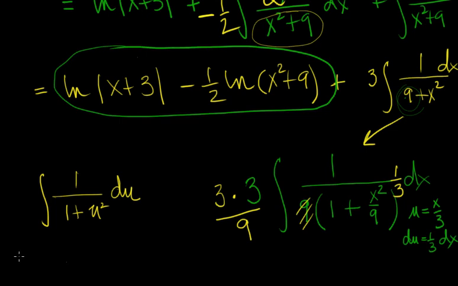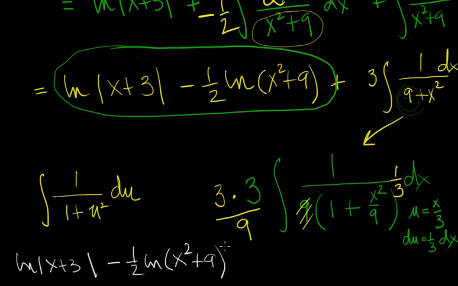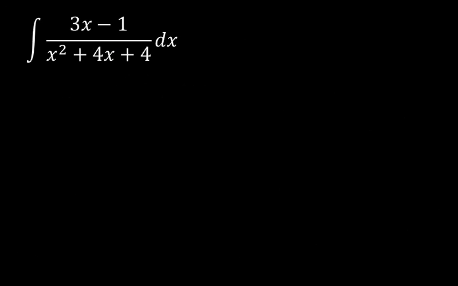Let me change colors. I'll go back to white. Here is the answer. The natural log of the absolute value of x plus 3 minus 1/2 the natural log of the quantity x squared plus 9. And that just became arctan u. So it's plus arctan of x over 3 plus a constant. So that's a complicated one, but one that I think you should be able to do.